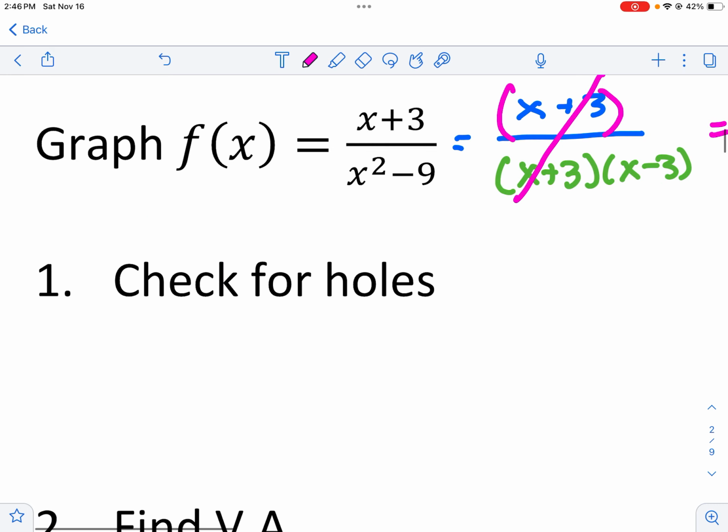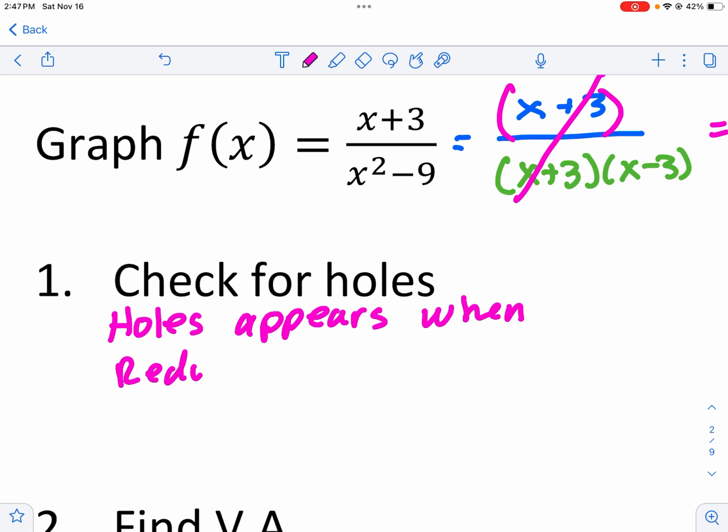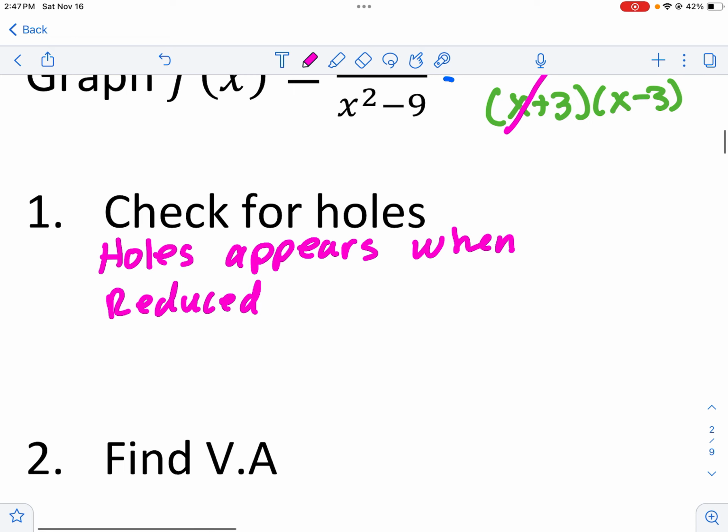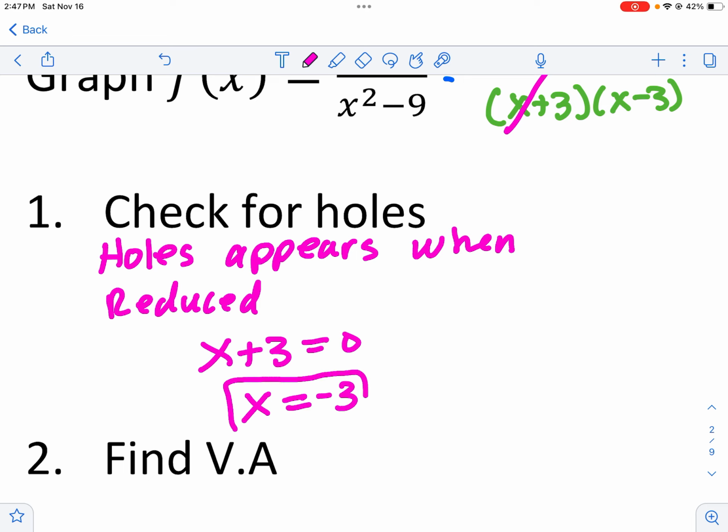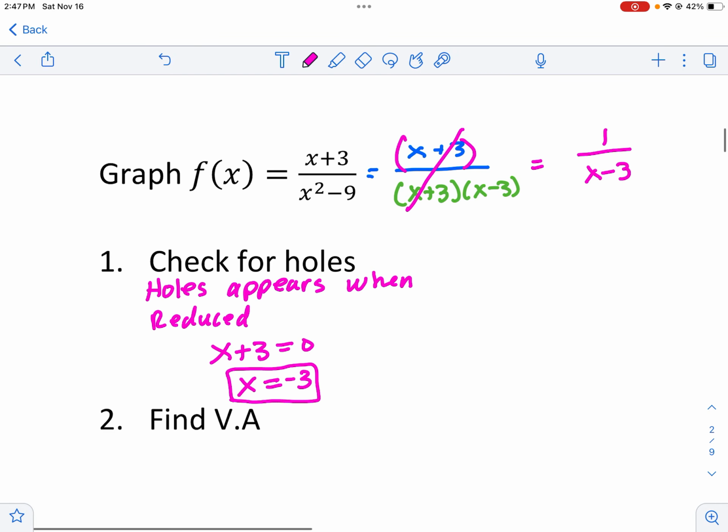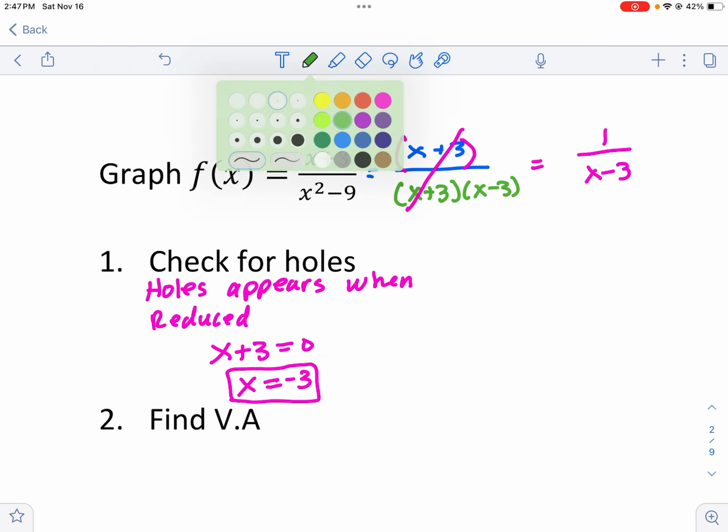The most important thing is that holes appear when you reduce. When I reduce x plus 3, that creates a hole. That's why we don't say cancel, because cancel means disappeared. It creates a hole at x plus 3 equals 0, or a hole at x equals negative 3. You can have one hole, you can have more, you can have as many as you want.